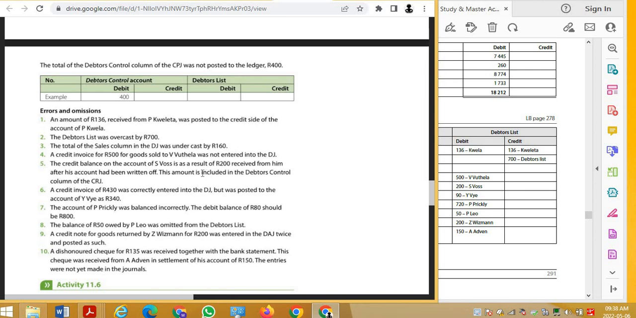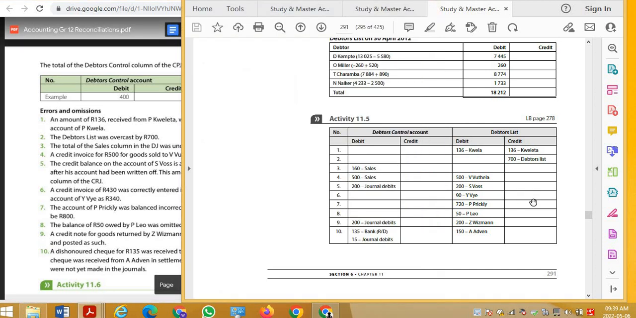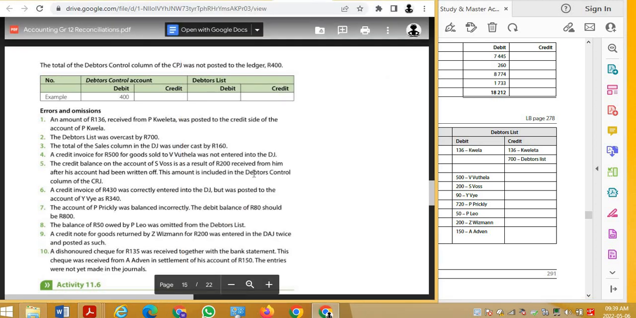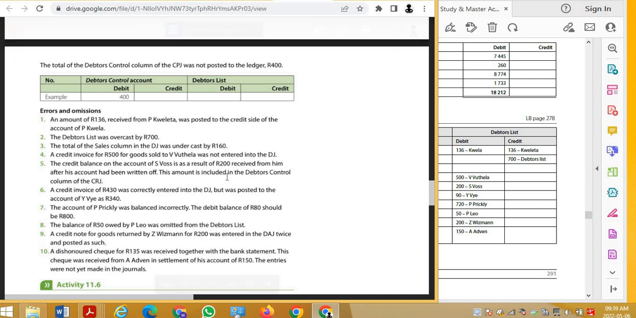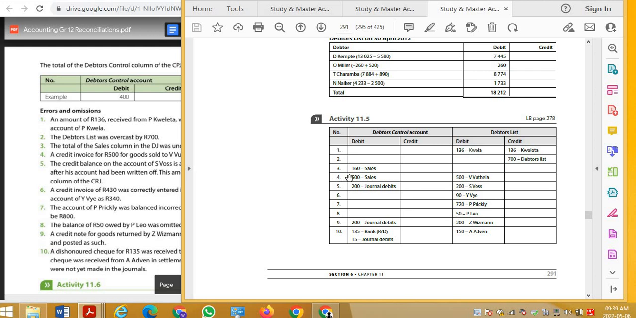And they're telling us the amount is included in the debtors control column of the CRJ. Therefore, it is definitely going to affect both, because it's an individual account of SFOS as well as the total column in the debtors control account in the CRJ is also not right. Therefore, it will affect both.